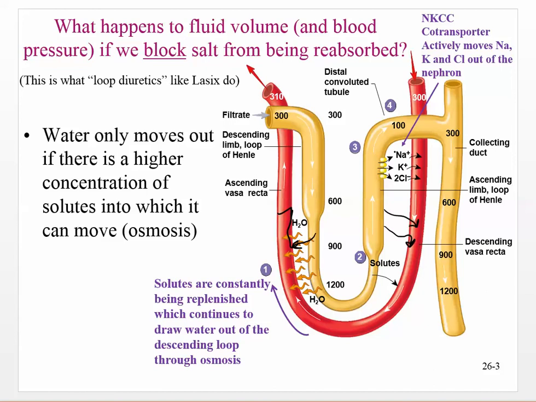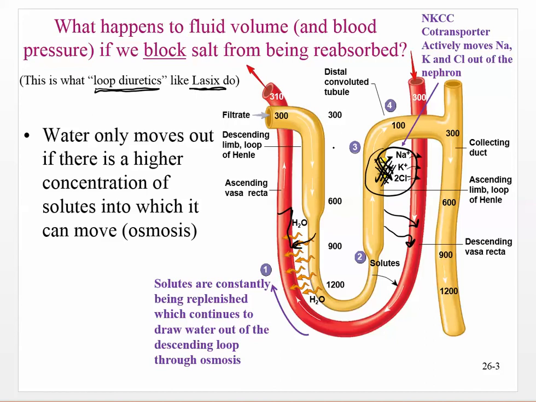So the question is, what happens if we block this? Here's our co-transporter right here. That's moving the sodium, potassium, and two chlorides out all the time. What if we block that, and we just say, okay, salts, you can't move out? Drugs that do this are called loop diuretics, and the one that's most commonly referred to is called Lasix.